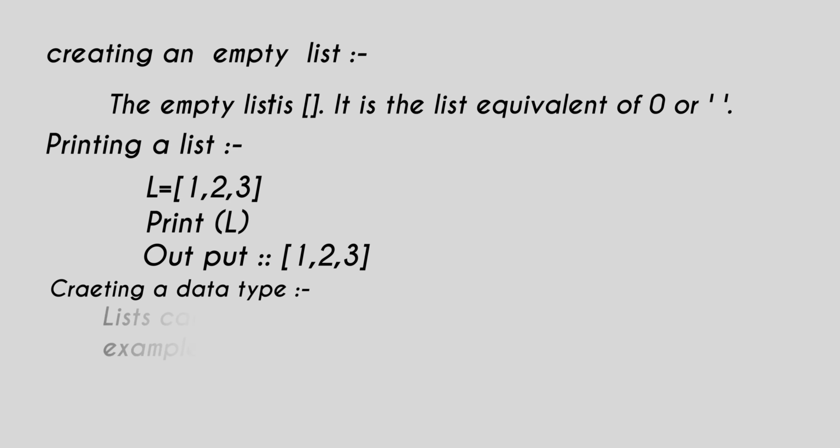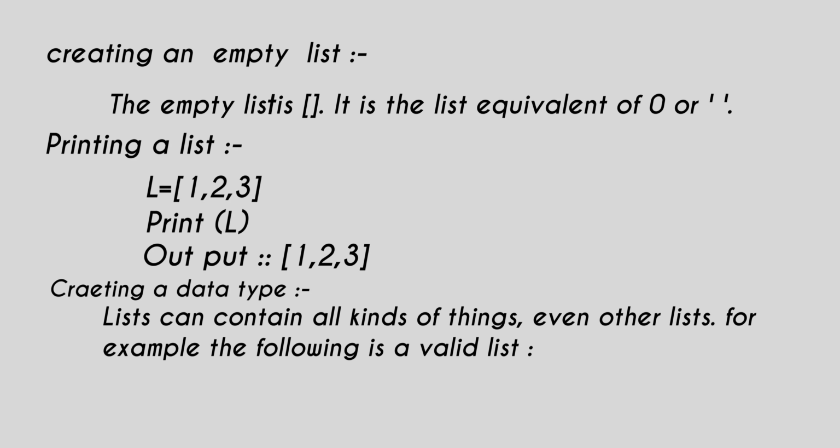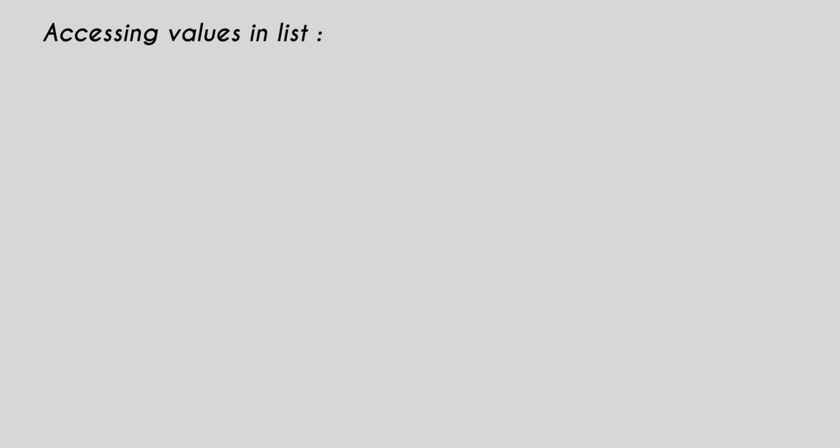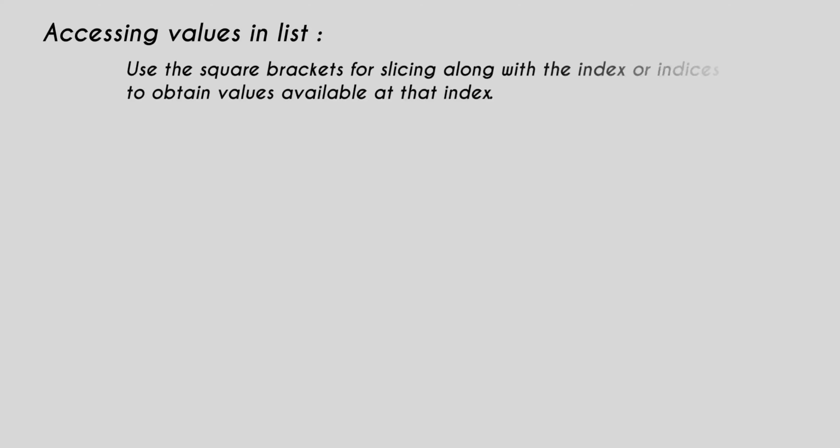Creating a list with different data types. A list can contain all kinds of things, even other lists. For example, the following is a valid list: in brackets 1, 2.718, ABC, 5 and the inner list 567. Accessing values in the list. Use the square brackets for slicing along with the index or indices to obtain the value at the given index.